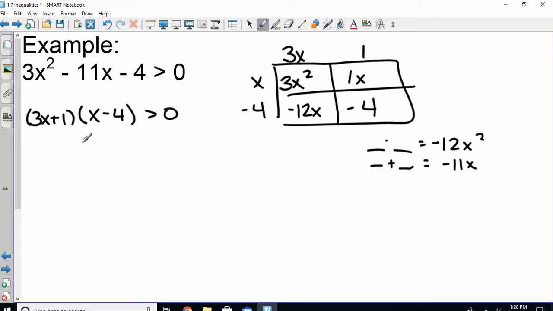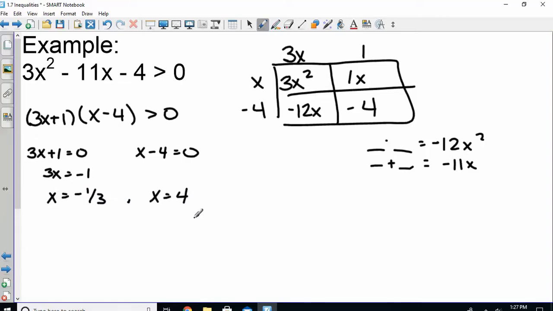Okay, from here, what did I have you do? We set each of those things equal to 0, just like we were solving a quadratic equation. So we subtract our 1, divide, we get a negative 1/3. Over here we add our 4, we get a positive 4. Those are the two things that make it equal to 0.